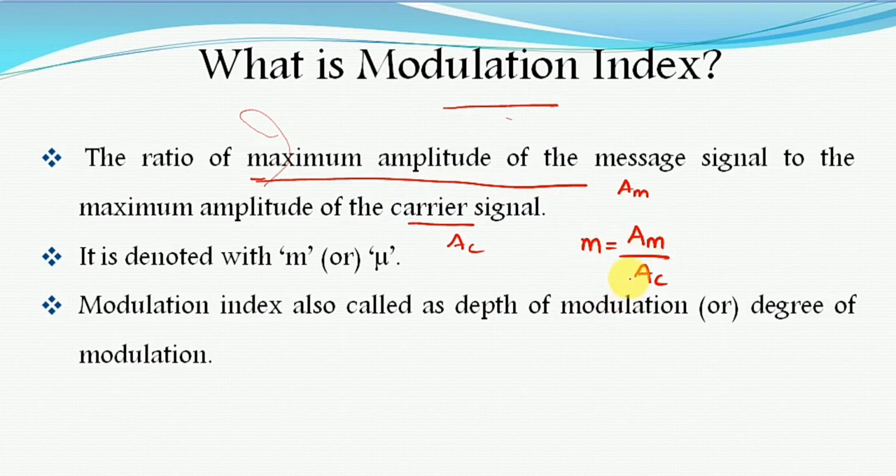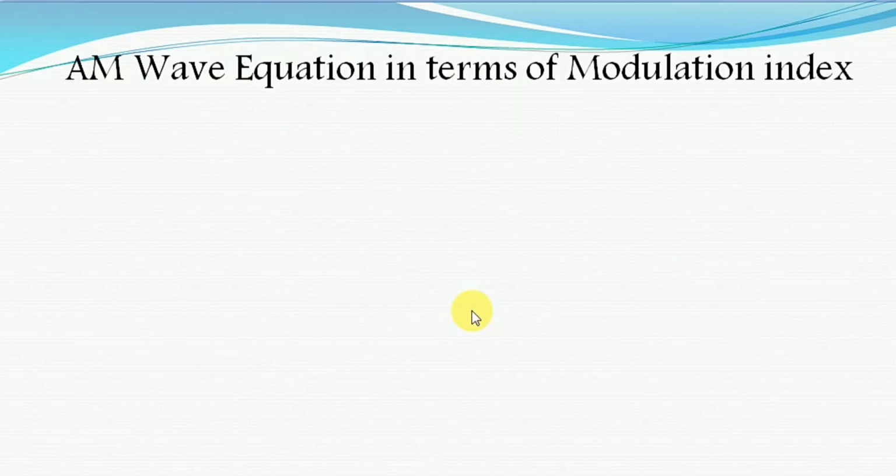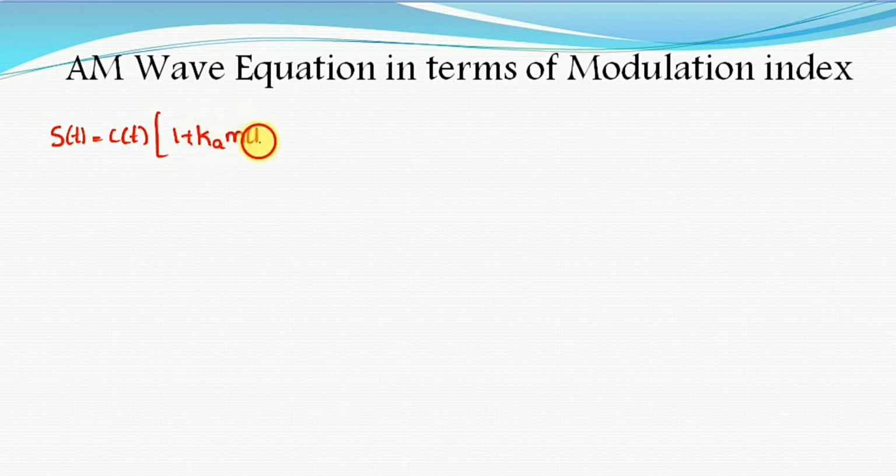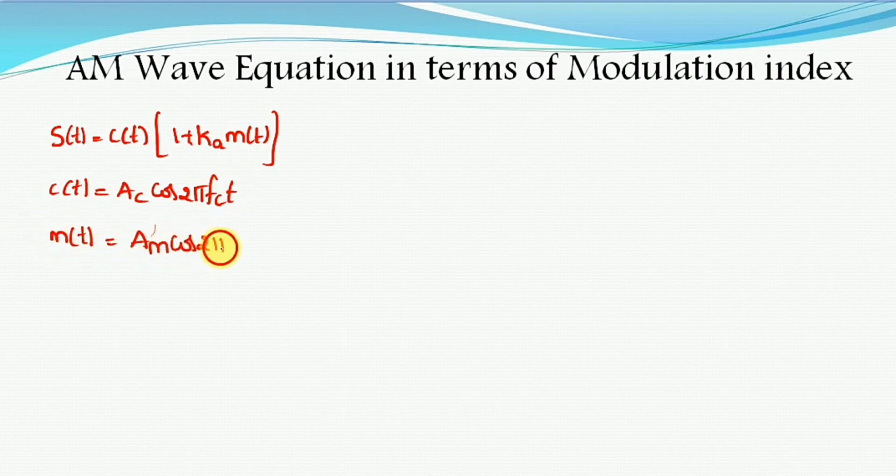Now we are going to see how to derive or express the time domain expression of the AM wave in terms of modulation index. As we know, the amplitude modulated wave equation in the time domain is S of t equals C of t, that is the carrier signal, into 1 plus Ka M of t. In the previous video we defined that C of t and M of t are cosinusoidal signals. So I can write the C of t expression as AC cos 2 pi fct and the M of t expression as AM cos 2 pi fmt.